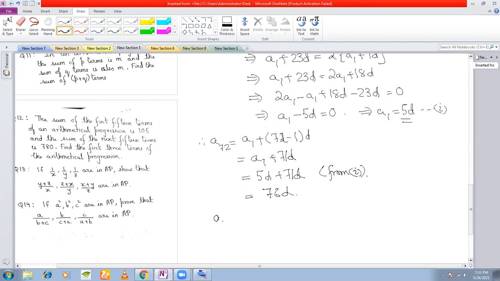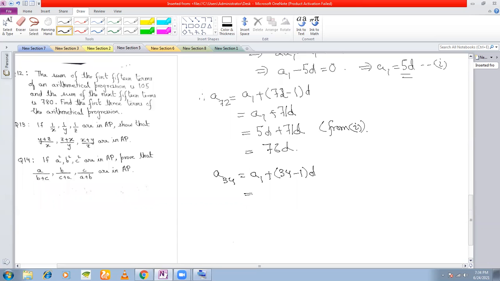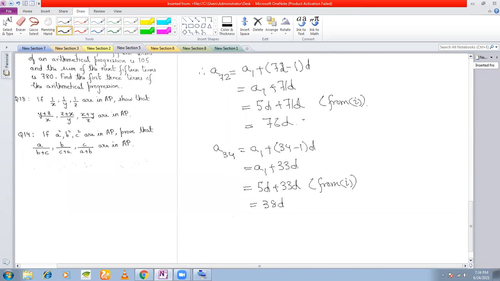Now let us find out A34. A34 is A1 plus 34 minus 1 into D. We do the same thing here. So A1 plus 33D. Now we again put the value of A1 from 1. What is A1? 5D plus 33D, which is equal to 38D, right? From here, you can write here from 1, right?